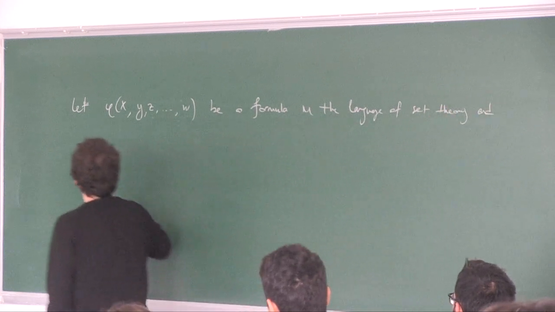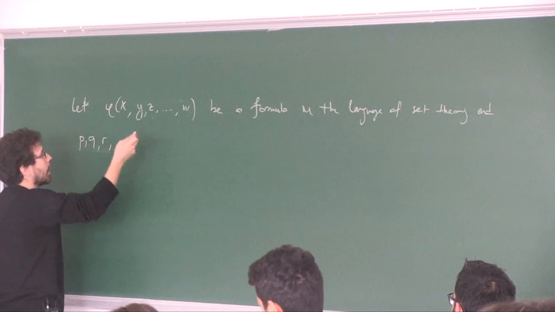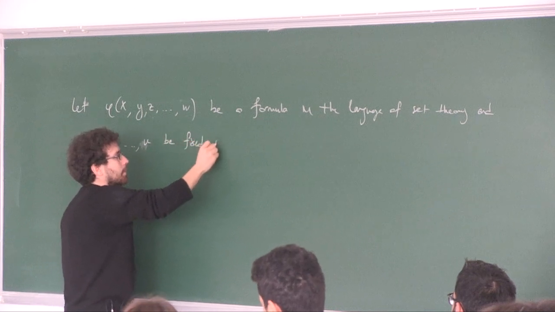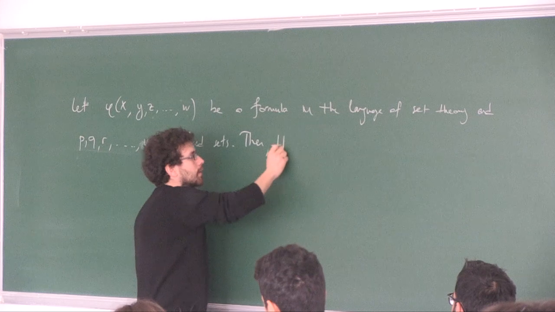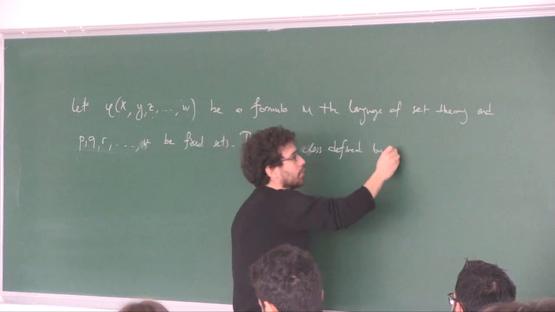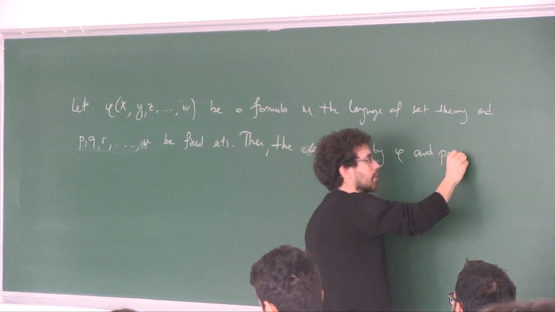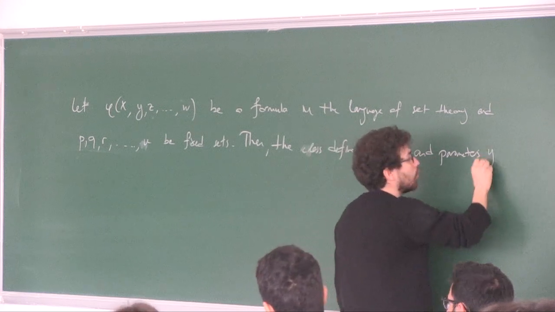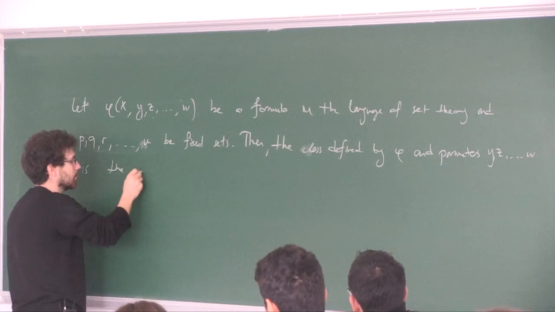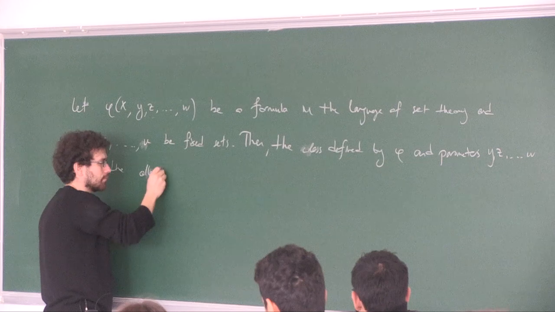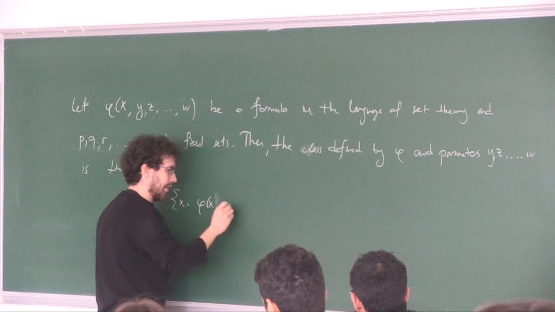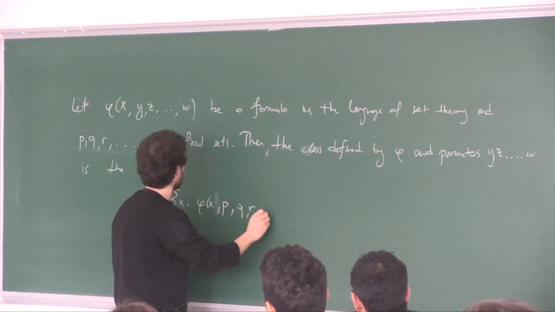And let P, Q, R, I don't know, let's go up to U, be fixed sets. Then the class defined by this formula and parameters Y, Z, W is the collection phi of x, p, q, r, dot, u.